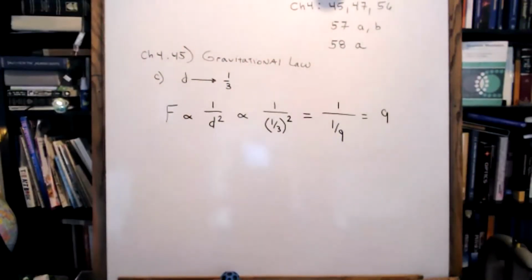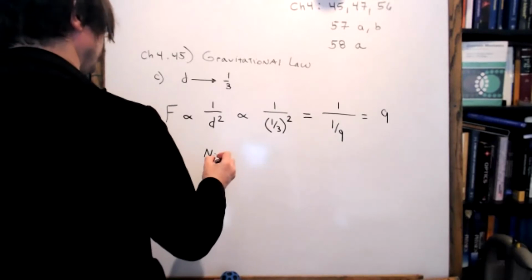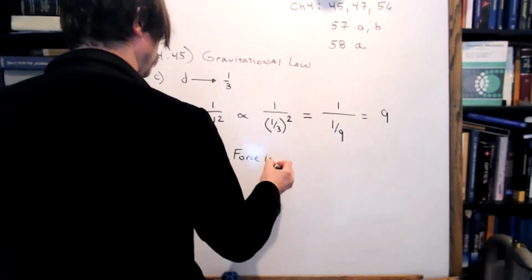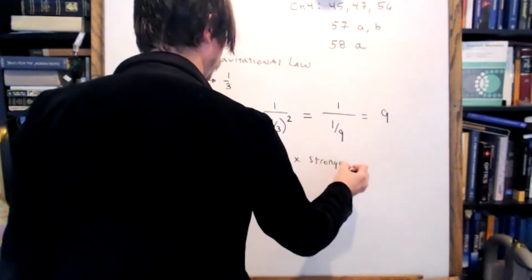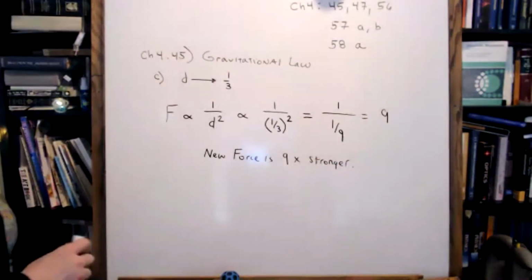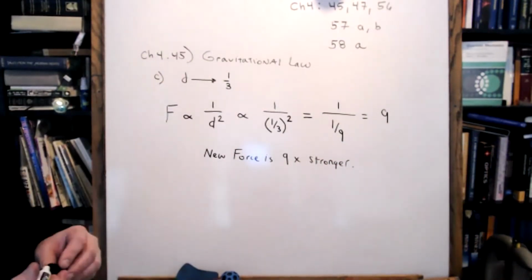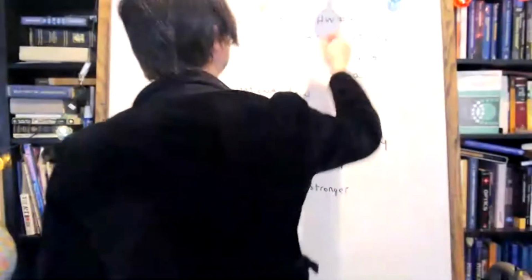So what have we learned? That the new force is 9 times greater. Very good. Or 9 times stronger. And this is a simple taste of how we use our proportionality arguments. It's also the answer to our first problem.